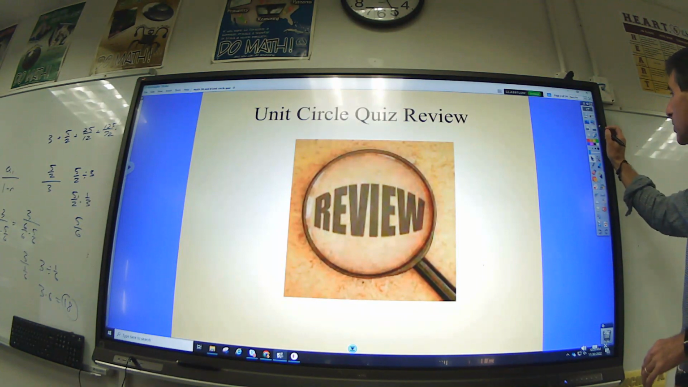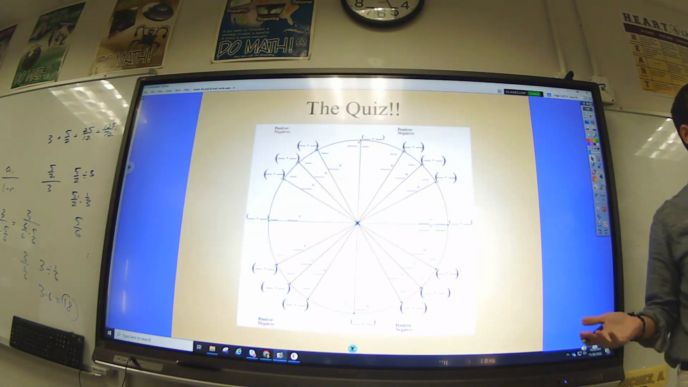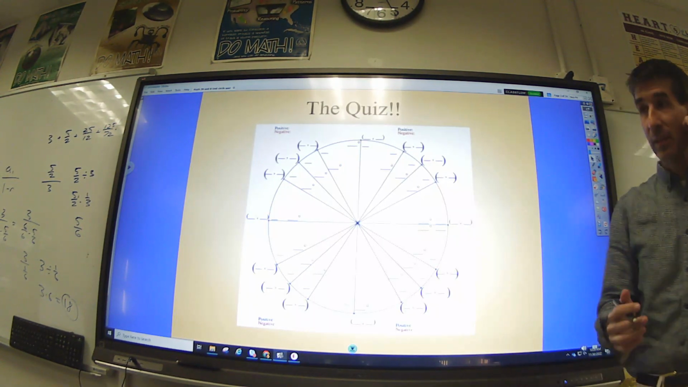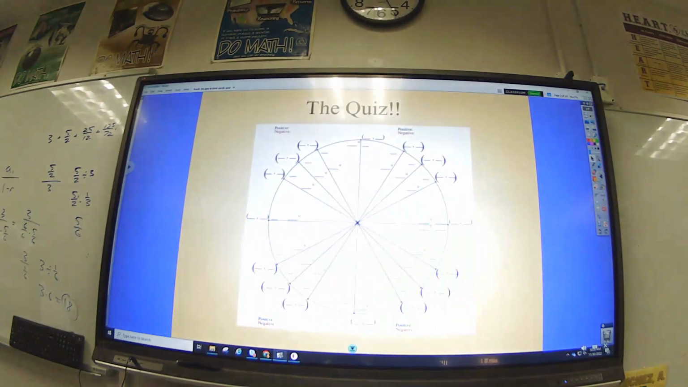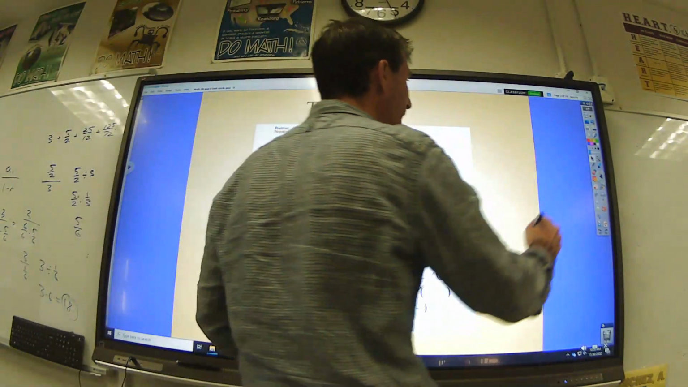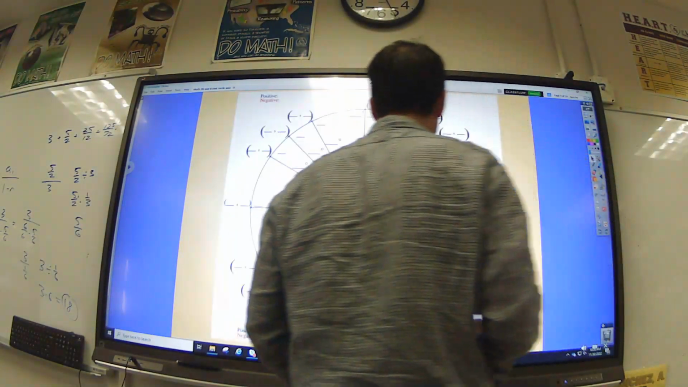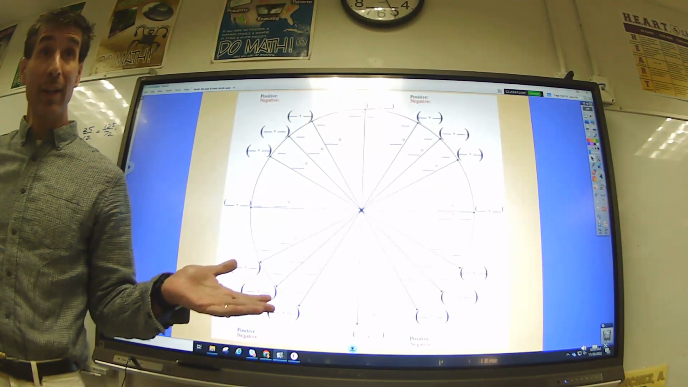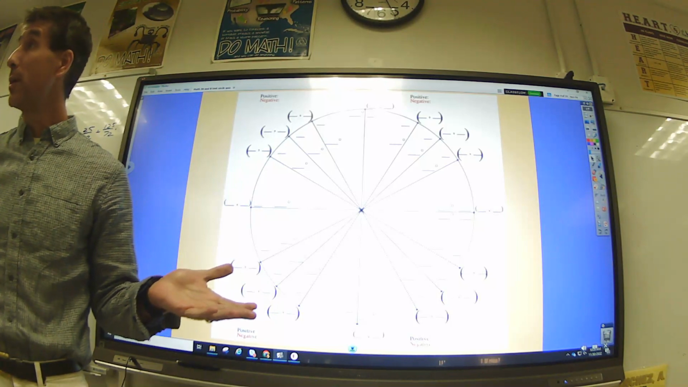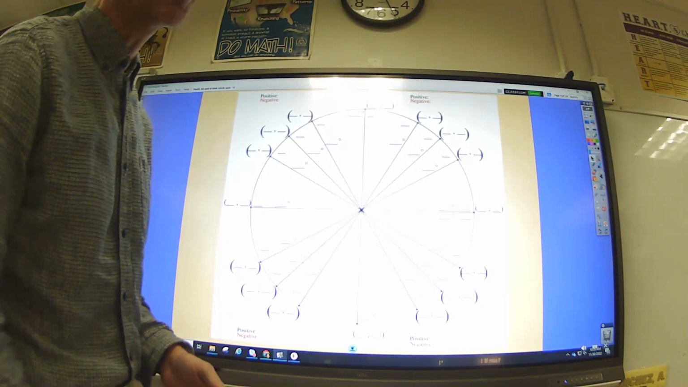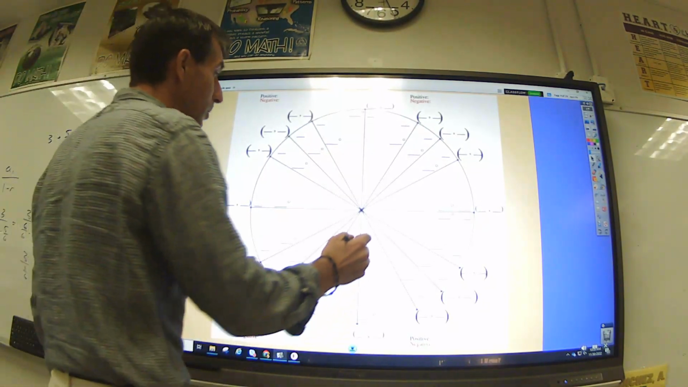Unit circle quiz review. So the quiz is filling out the unit circle. Remember I said I could do this in about 5 minutes, give or take. I'm going to show you very quickly, and you guys can do whatever you want, the patterns. Do you remember what the patterns are? But first, let's start with the degrees.